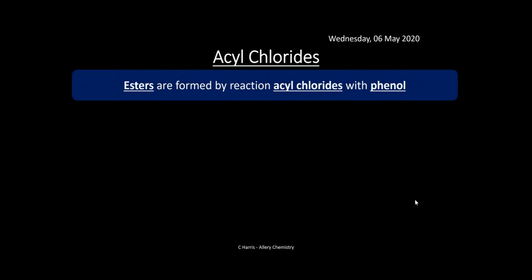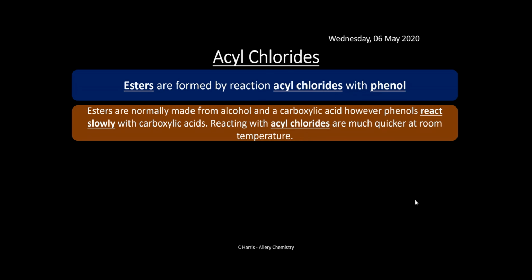So esters are formed by a reaction of acyl chlorides with phenol as well. Remember, when you form an ester, normally you would use an alcohol to form that. A phenol is very similar to an alcohol. And again, if you're not too sure what a phenol is, I have done a video on benzene and phenols on Allery Chemistry, so go and have a look there. Look in the playlist, the year 2 playlist.